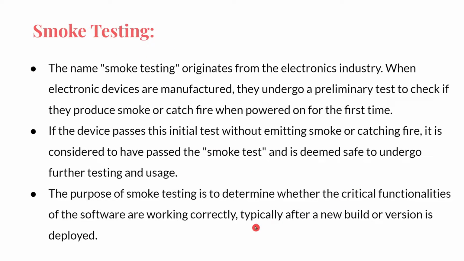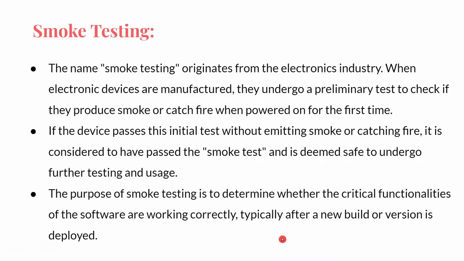testing. Typically after a new build or a version is deployed. So when you are building the software newly, entirely new software, you first test these main areas whether they're working or not, right? Or there is some kind of upgrade, some version upgrade has happened. You are using 1.0, now it has become 2.0. It's a new version of the application. So you are checking main important areas first, whether they are working or not. So that is called smoke testing, checking major functions.